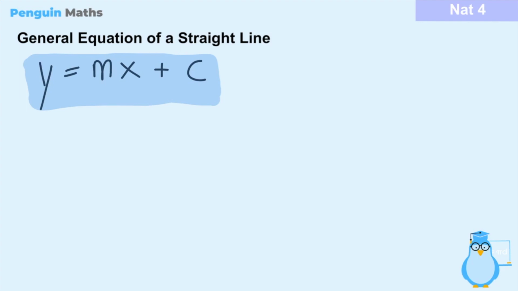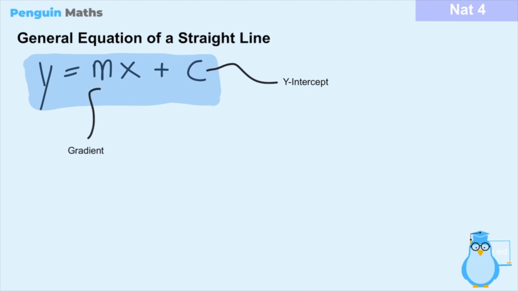So in the first lesson we learned that the general equation of a straight line can be represented as y is equal to mx plus c, and we said that m represents the gradient or the slope of the line, and c represents the y-intercept or the point on which the line crosses the y-axis.